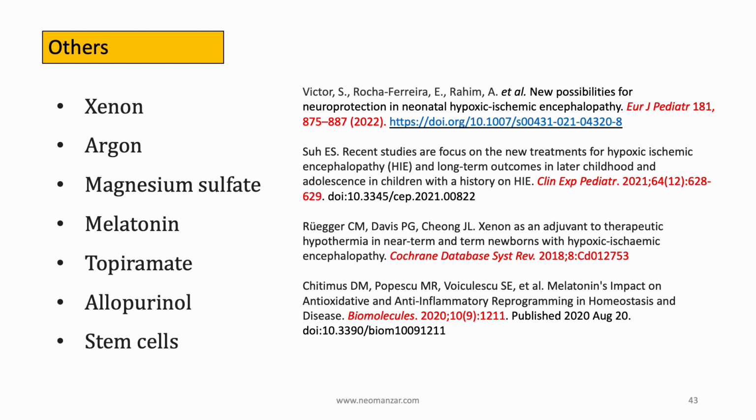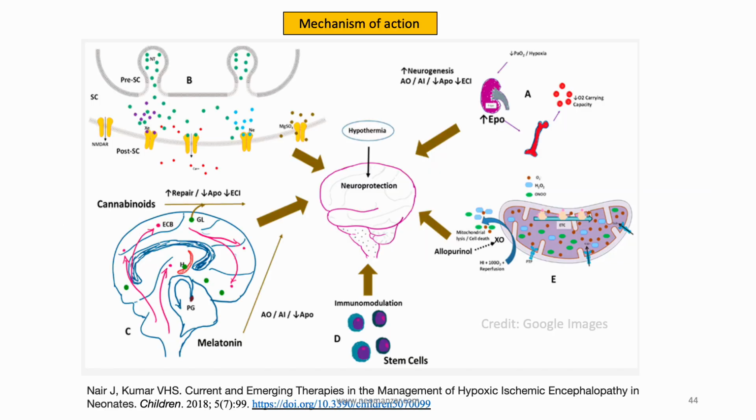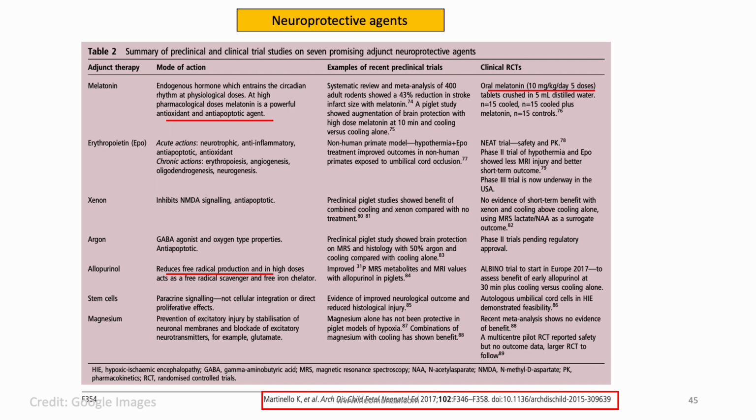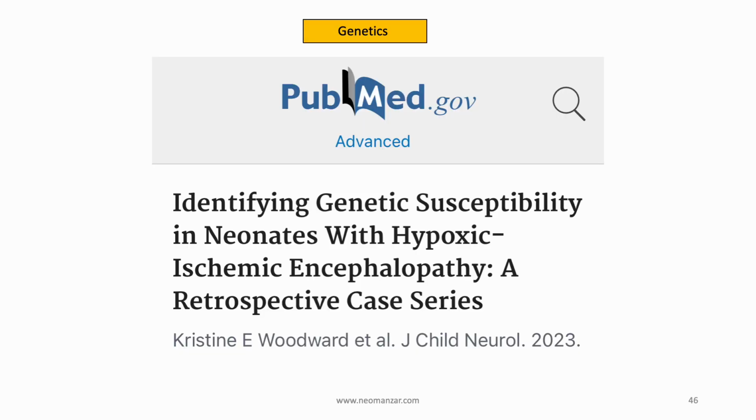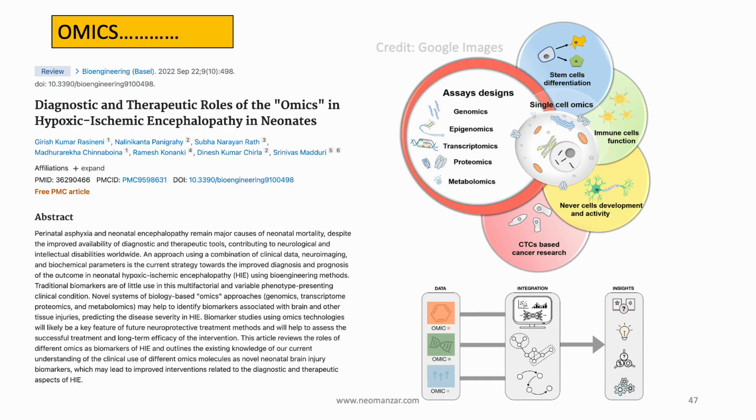These are other therapies which could be used as neuroprotection, and these are the mechanisms of action of different neuroprotective agents. Just pause the slide and take a look. This is another paper from Archives, and you see how the mechanism of action is there. Again, an interesting concept: sometimes there is a genetic susceptibility to HIE, so it's not only the antenatal or antepartum event, it could be a genetic susceptibility. And of course, combining everything, these days everything is omics: genomic, epigenomic, proteomic, metabolomic. So basically, it's anything that plays a role in neonatal HIE.